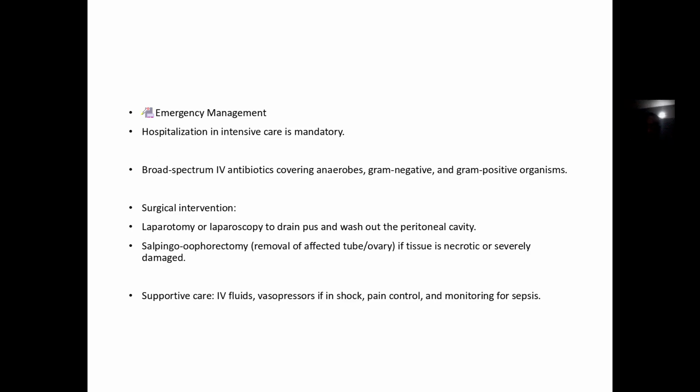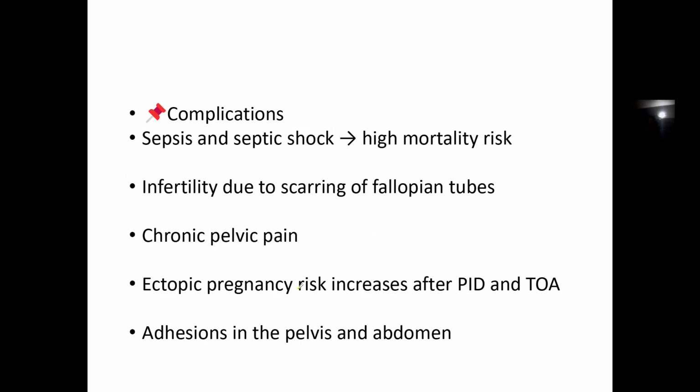So what's the emergency management? Hospitalization is mandatory. Now because you have something spilled out there in the abdomen, you want to give broad spectrum antibiotics because there's a risk of infection. Then you do laparotomy or laparoscopy just to drain out the pus and wash the peritoneal cavity. Okay, they can also do surgery to remove the fallopian tube and also the ovaries. That's what is known as a salpingo-oophorectomy. The supportive care is intravenous fluid, vasopressors if there's shock, pain management, and keep monitoring for sepsis.